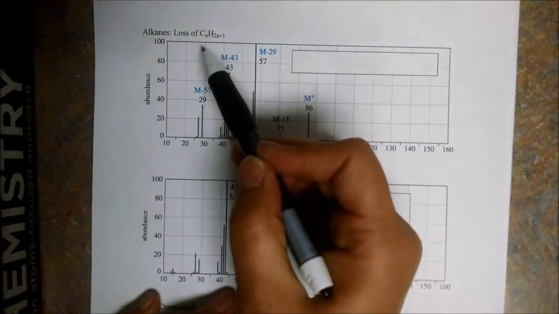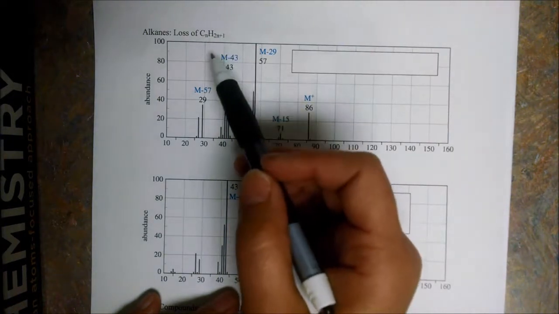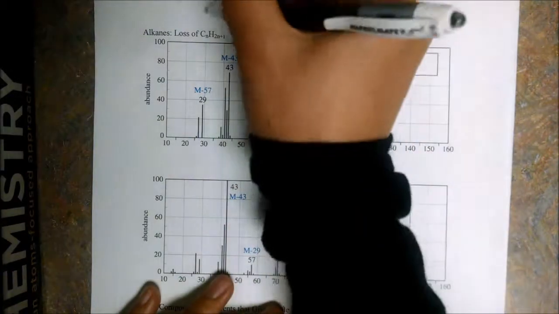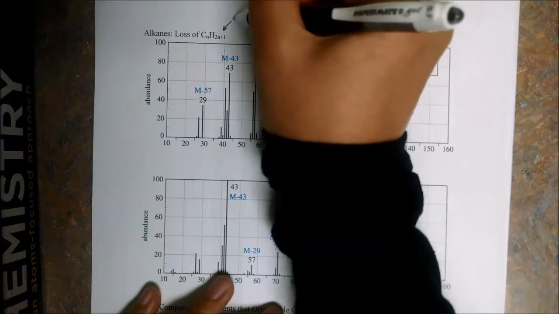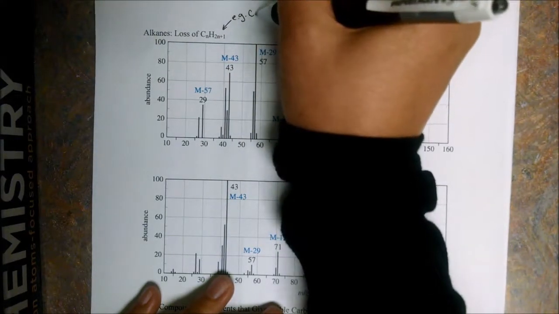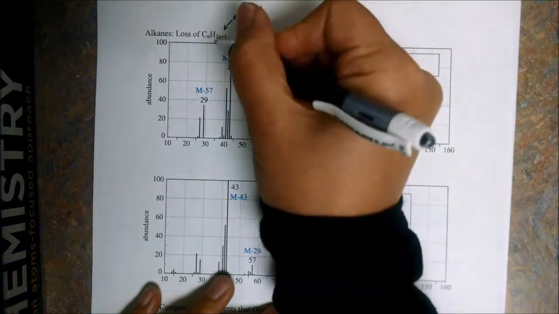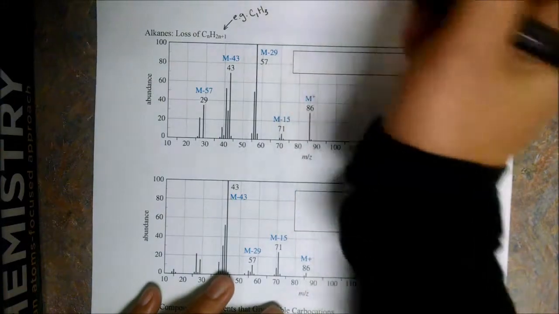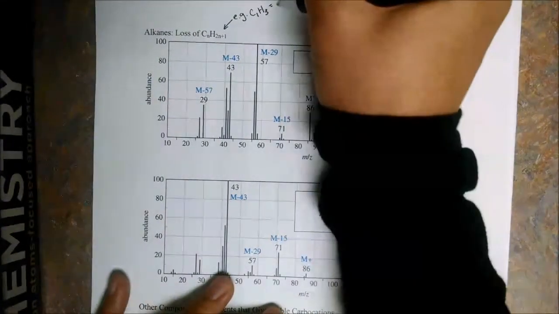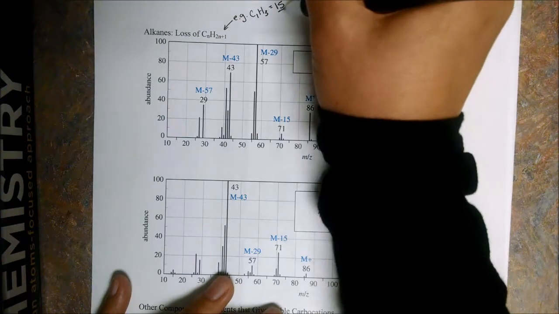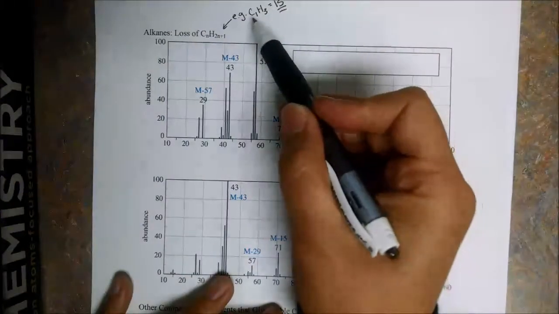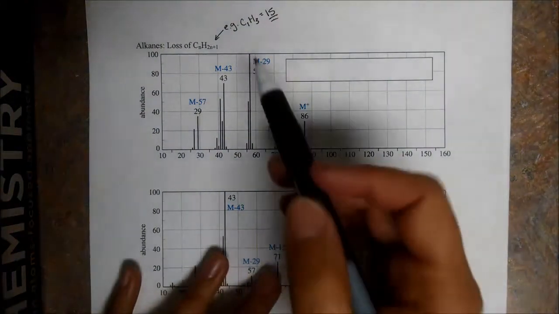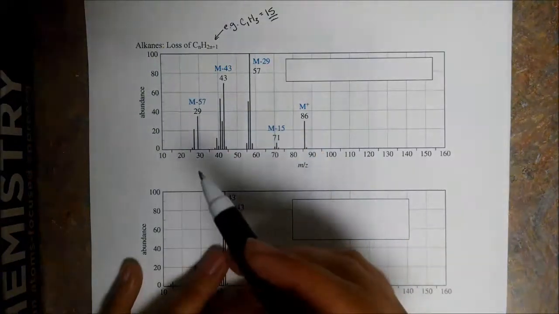For alkanes, we see loss of CnH2n+1. For instance, if we lost one carbon, n equals 1, 2n+1 equals 3, so CH3, which corresponds to 15. Again, carbon equals 12 and each hydrogen is 1, so 15. So we lost a methyl from that previous example, and this is common for the alkanes. I'll show you what I mean.